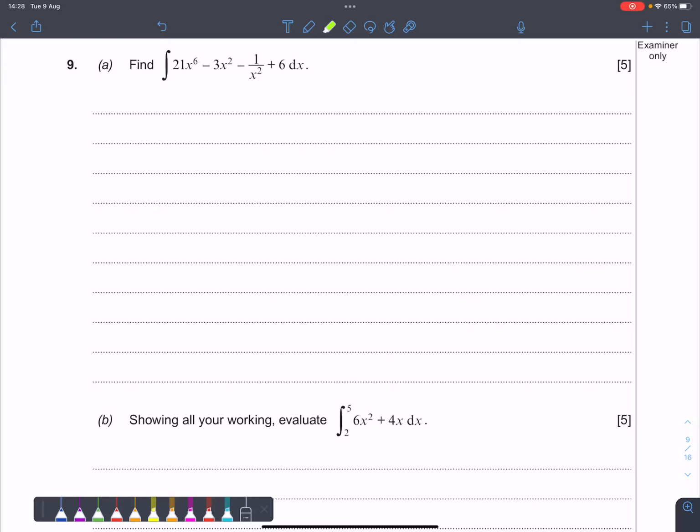Okay, in this video, we are going to look at question 9 of the WJEC Additional Maths paper from June 2015. And this is an integration question. So before we do any integration, let's just remind ourselves of what we have.